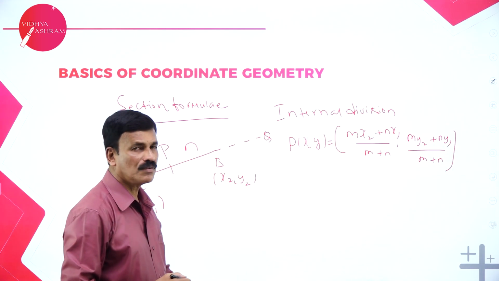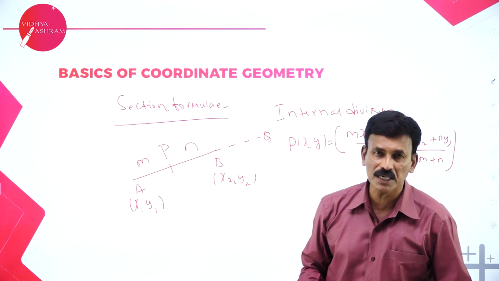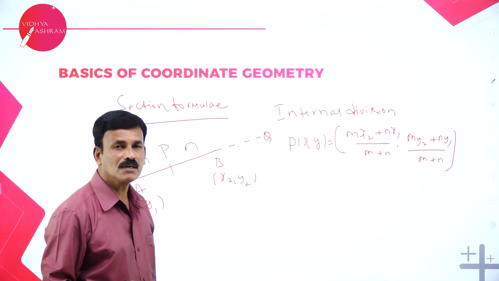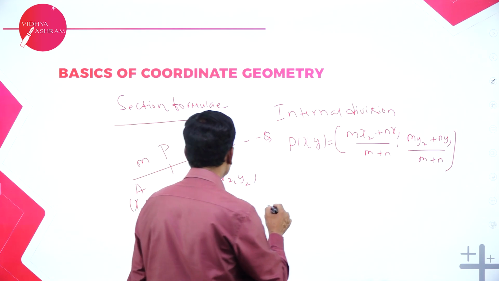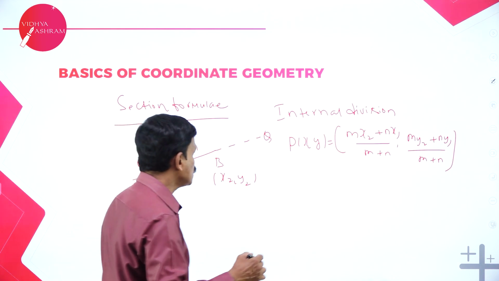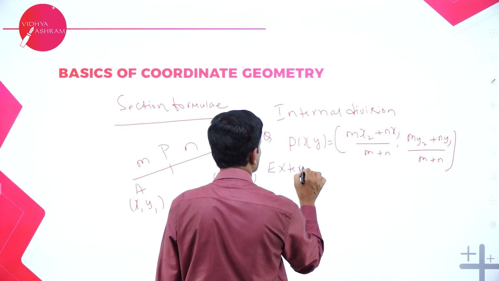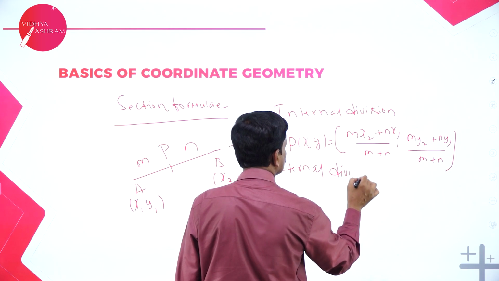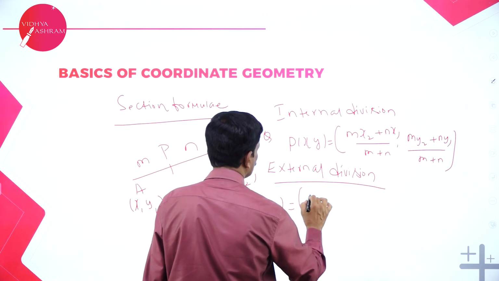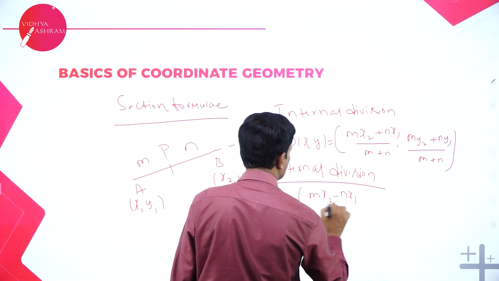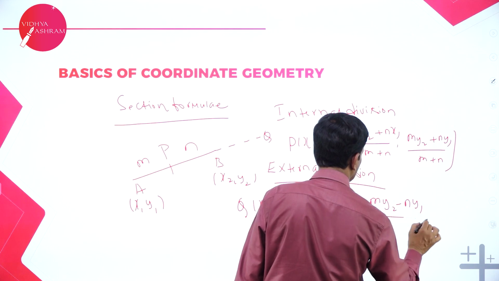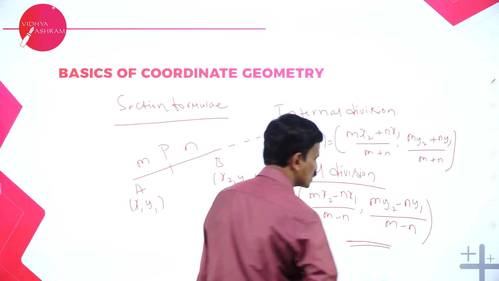So, if a point P(x, y) divides AB internally in the ratio m:n, then the internal division is given by P(x, y) = ((mx2 + nx1)/(m + n), (my2 + ny1)/(m + n)). Suppose Q divides the same points A(x1, y1), B(x2, y2) externally, then the external division is given by Q(x, y) equal to, just put a negative sign, that is ((mx2 - nx1)/(m - n), (my2 - ny1)/(m - n)). This is the external division.